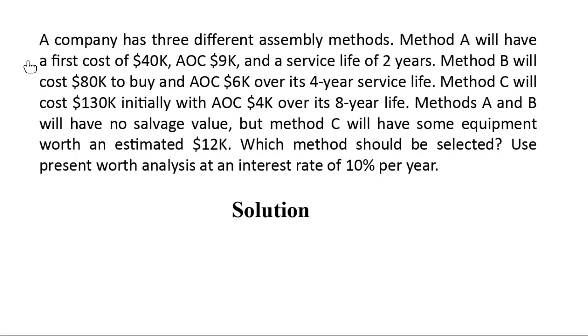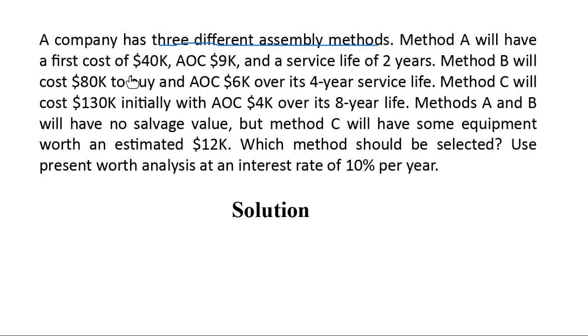How many methods we have, or how many alternatives? We have 3. Yes, because it says that the company has 3 different assembly methods, and each method has its own value. So the first alternative in this case, what does it have? What is the given information? We have here 40,000, which is the first cost. Yes, excellent. And the 9,000, which is the annual operating cost. Good. Now, how many years for the first method?